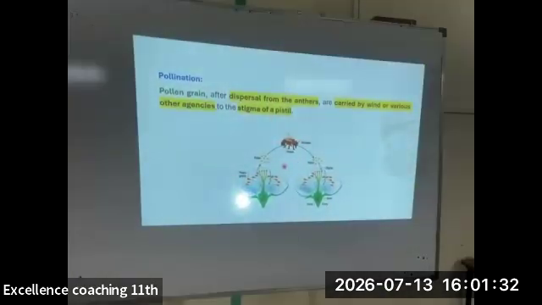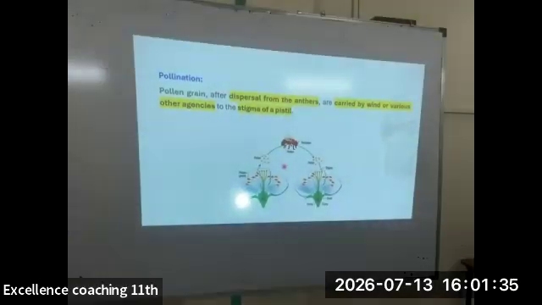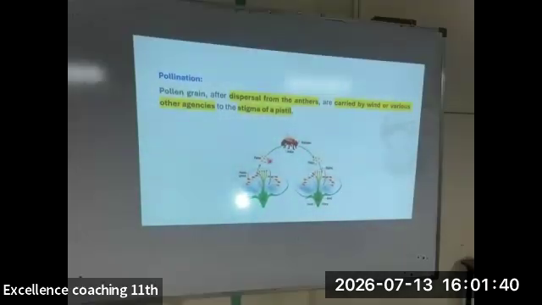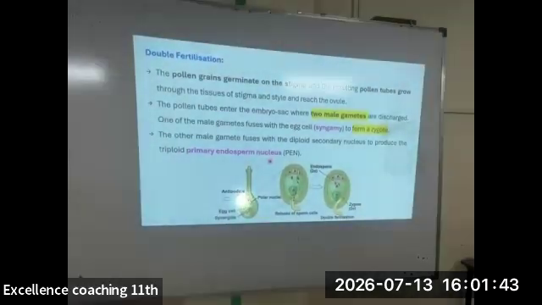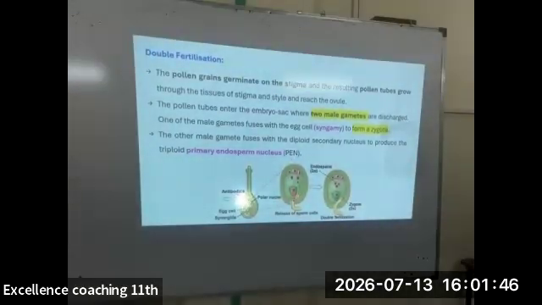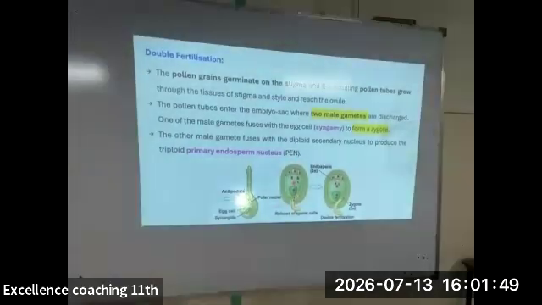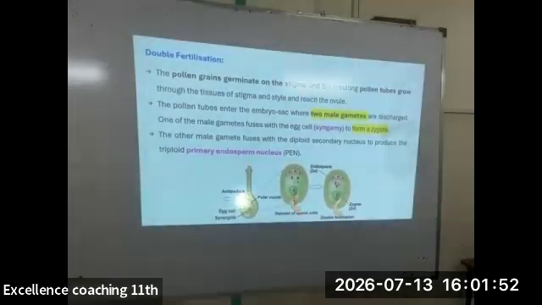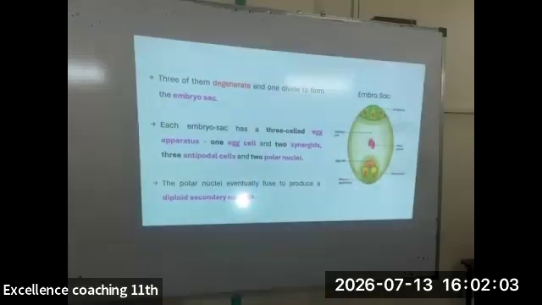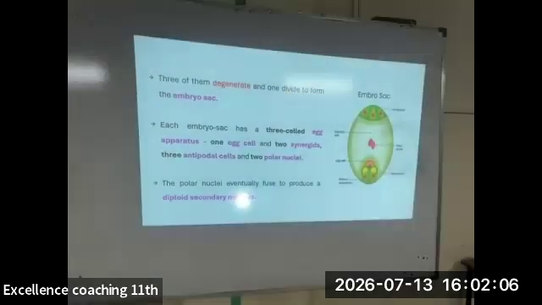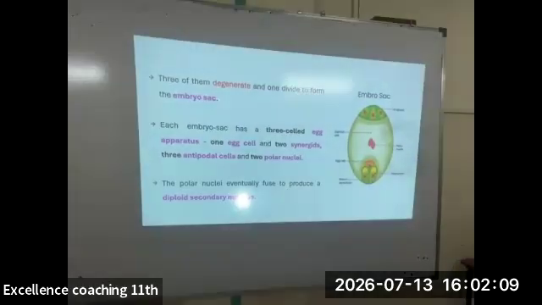So pollination: the pollen grain comes in, landing on the pistil. It can be through air, water currents, or pollinators like honeybees. These are the pollinators which help in the pollination process. I told you we have the egg cell here and the polar nuclei in the center. In the pollen tube there are two sperms. One fuses with the egg cell, and the other fuses with the polar nuclei, and that's why we call it double fertilization.